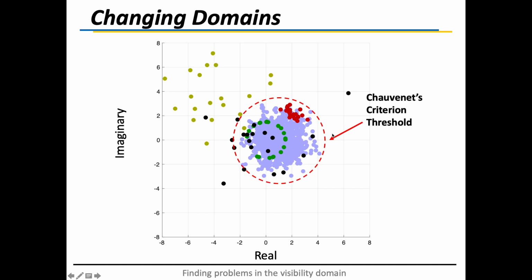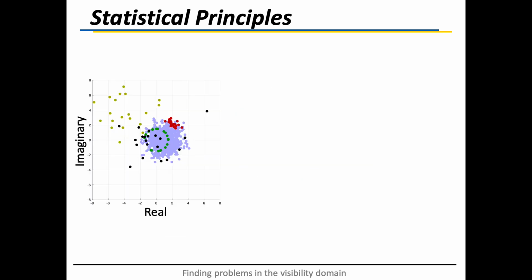And in fact, if we again apply Chauvenet's criterion threshold, we end up capturing a lot more bad data this way, just by changing our perspective on the data. We can actually apply this further.